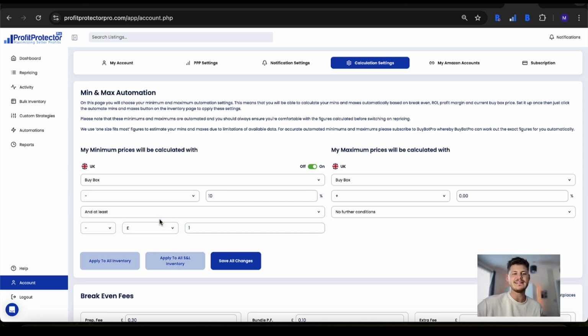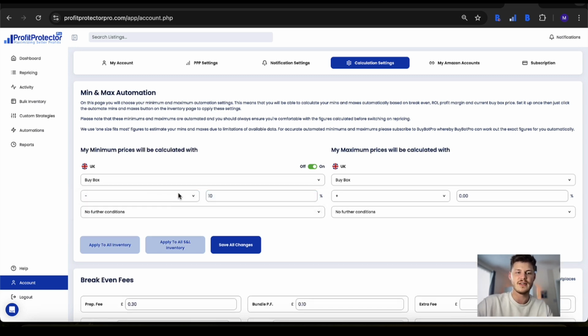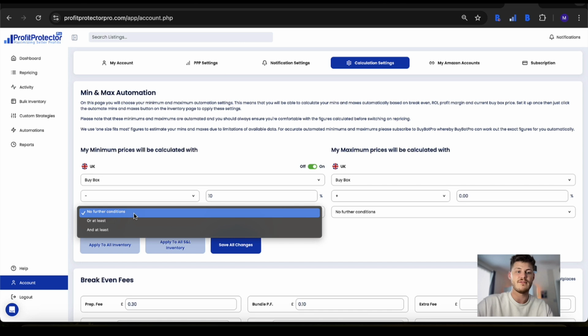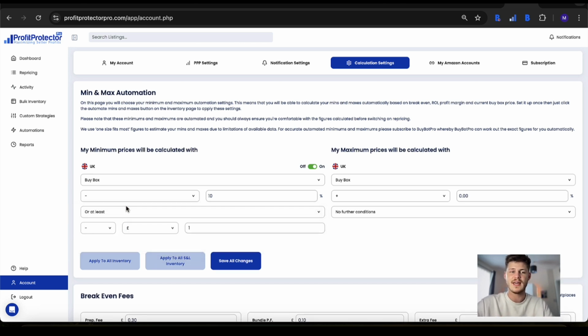With the and at least function, I would only say to use this if you want it to do both, if you want to subtract a certain percentage and then a certain amount. But in this particular case, I wouldn't say that and at least is super necessary to set. So having it at no further conditions is good enough. If you want to do something that little bit extra with the sum, I would say having or at least is the better choice in this particular scenario, but of course it's completely up to you.